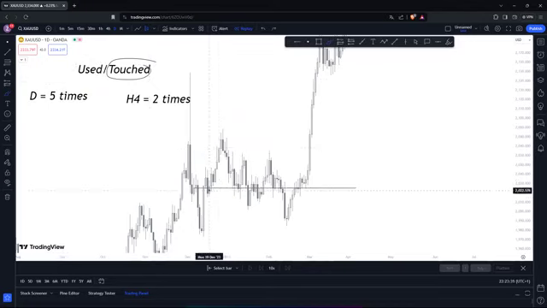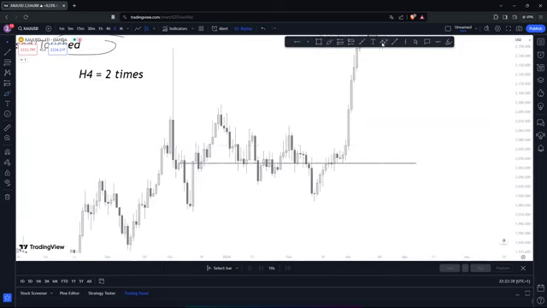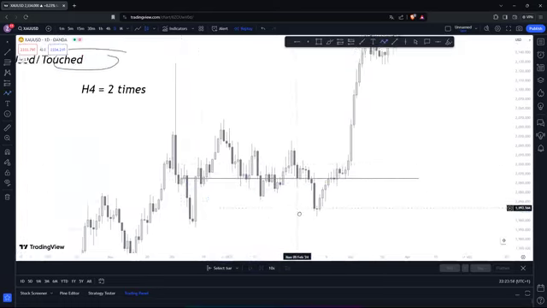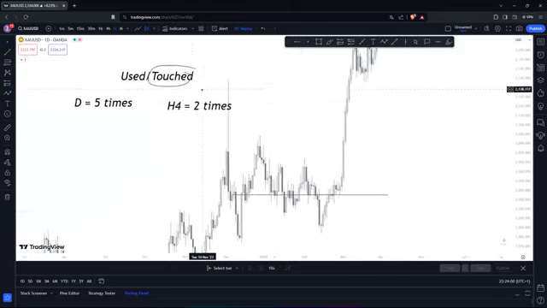Touched means simply how many times did we touch the level? Let's count. 1, here by a body. 2, 3, 4, 5, 6, 7, 8, 9, 10. So you basically count all the times and all the types of price action that touched this key level. And then you're going to find 22 or 23. I don't know how much that is, I don't want to count. So that's the term touched.